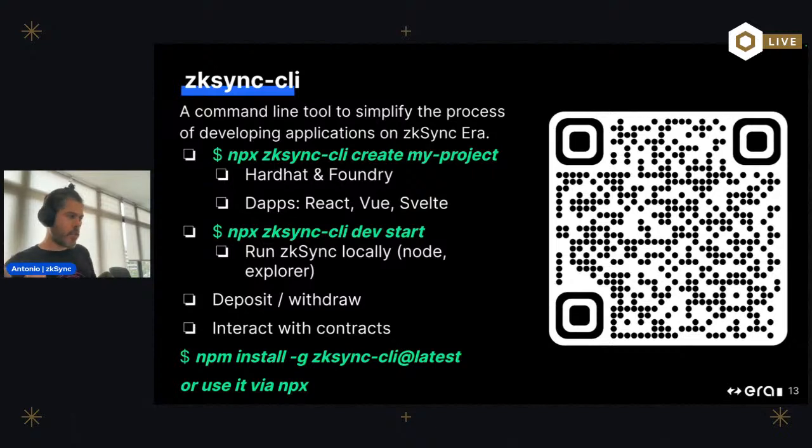You can install ZkSync CLI using this command, but if not, you can just run every single command with npx and you will always get the latest version. So that's the best way to start developing on ZkSync: using ZkSync CLI and one of the template projects that we provide.